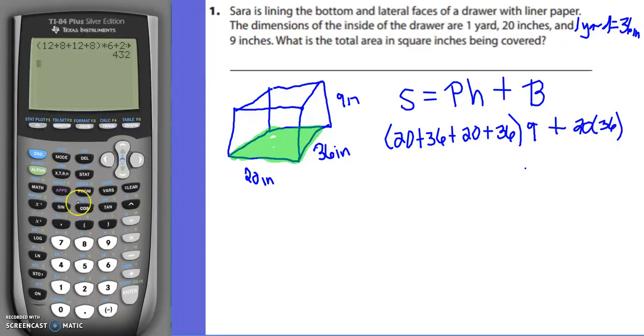All right, so let's type all this in. We got 20 plus 36 plus 20 plus 36 times 9 plus 20 times 36. Okay, we got 1,728, and remember this is area, so it's inches squared. Okay, flip it over to the back side.